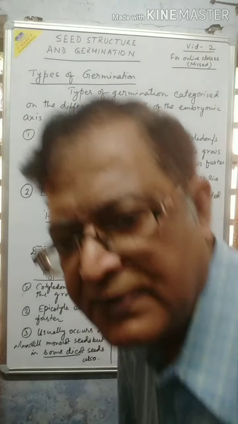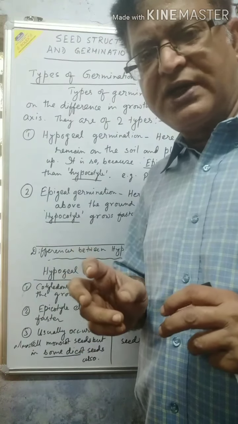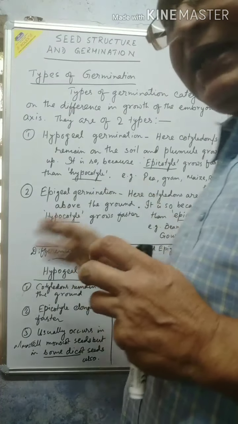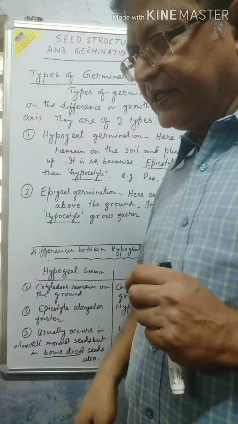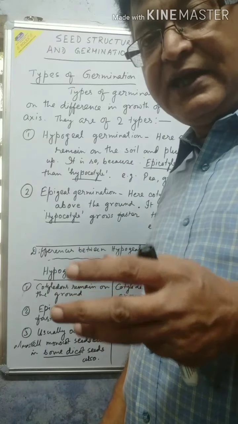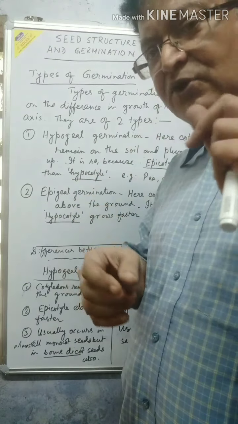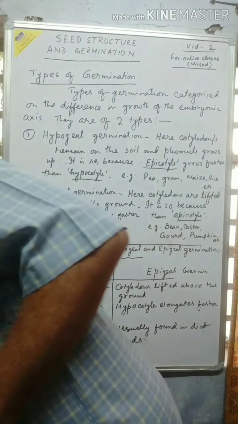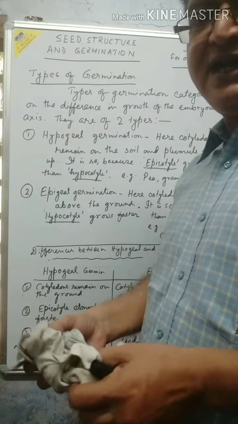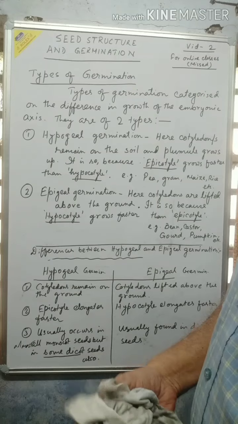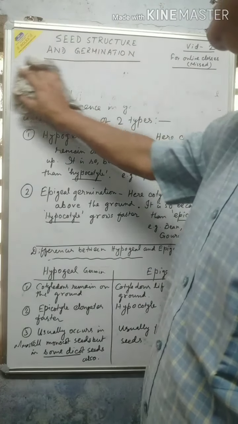Now here two words are very frequently used: epicotyle and hypocotyle. You must know what epicotyle is and what hypocotyle is. It is in the embryonic axis that I have taught earlier. Still, to understand better, once again I explain the hypocotyle and epicotyle. For that I remove this.